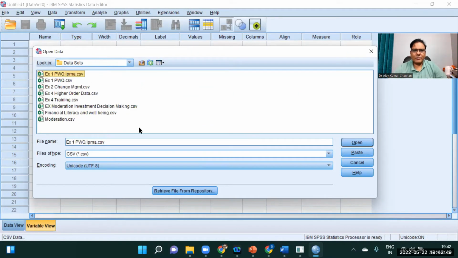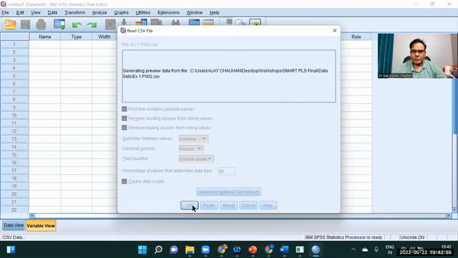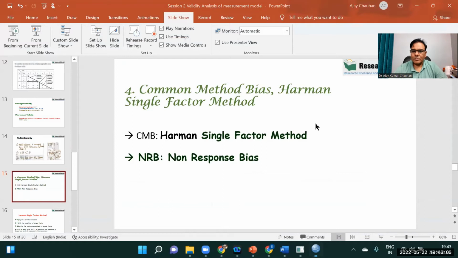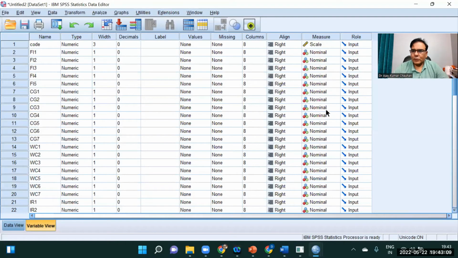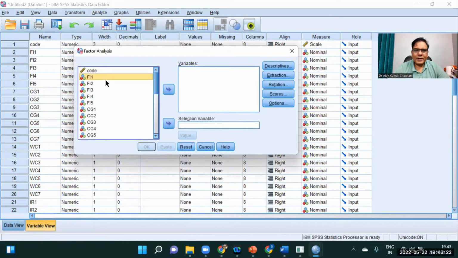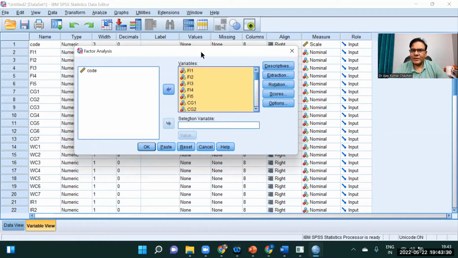So this is the data which we are using. You can import the data directly. The software will import the data in 1 minute. Okay, so this is the data set. I am going to Analyze, Dimension Reduction, Factor, and I'm taking all the items, including dependent and independent variables, here in the left hand side.